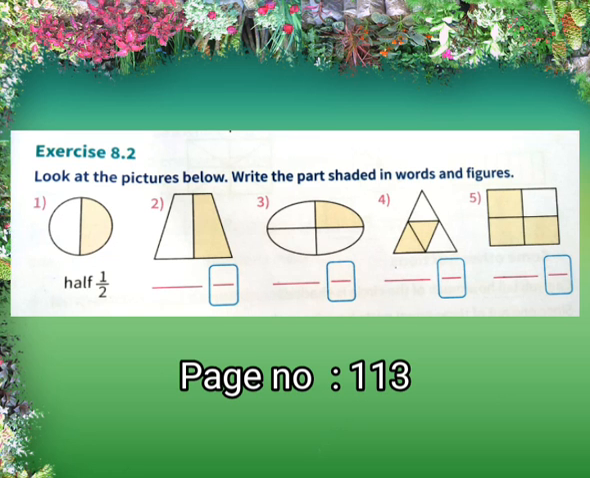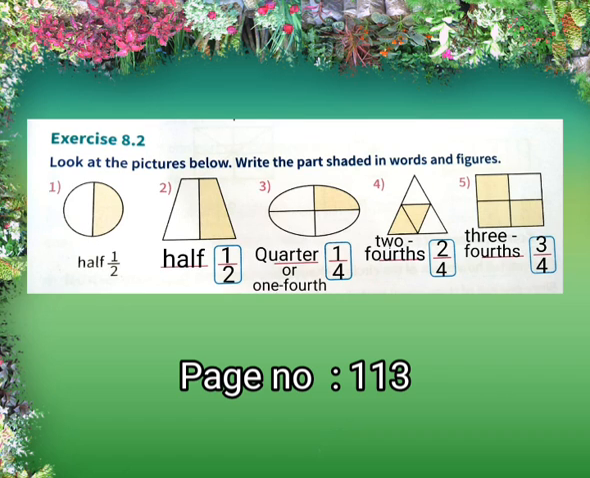Now see this page number 113. Exercise 8.2. Look at the pictures below. Write the part shaded in words and figures. See this first question. This question is already done for you. Here out of 2 parts, 1 part is shaded. So they wrote it as half, 1 by 2.